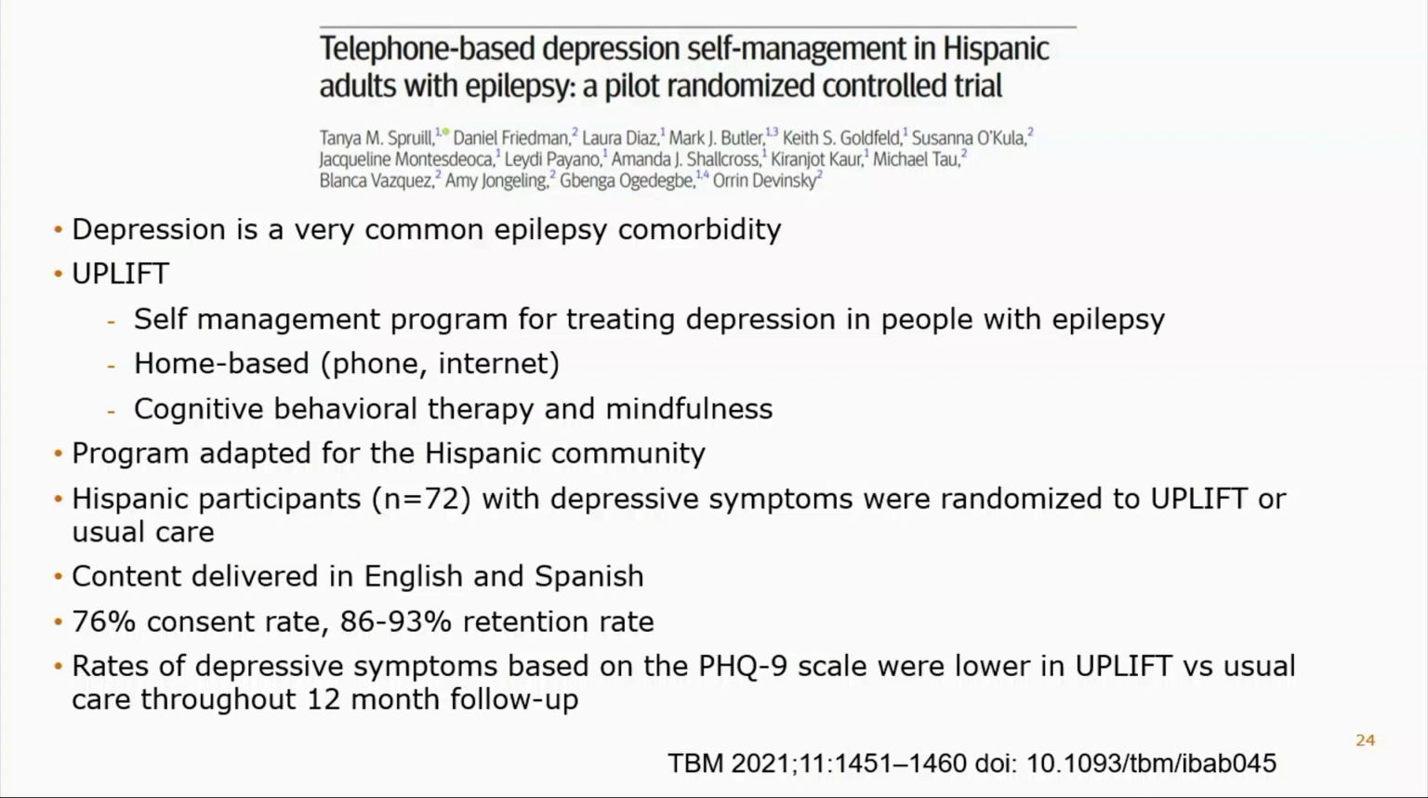And they showed through 12-month follow-up that the rates of depressive symptoms were lower in the cohort that had gone through the Uplift program, many of them with a Spanish-speaking provider. And so this is an example where there wasn't equity before, right?